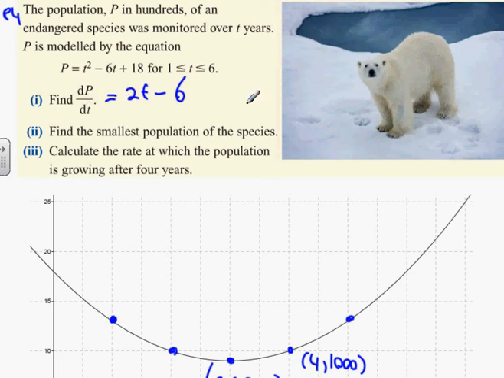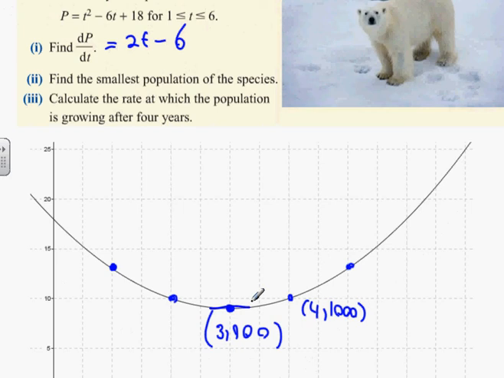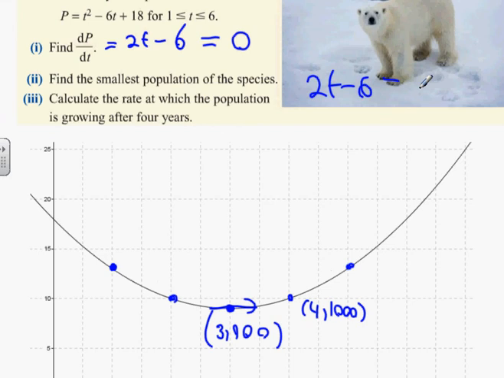So if we put dP/dt equal to 0, that's when the population stops decreasing. Remember, it's negative on the way down and then positive on the way back up. So it stops changing when 2t minus 6 equals 0, 2t equals 6, t equals 3. See it there at the bottom: 3 years, 900 in the population. Find the smallest population of the species. We just determined that it's when t equals 3.